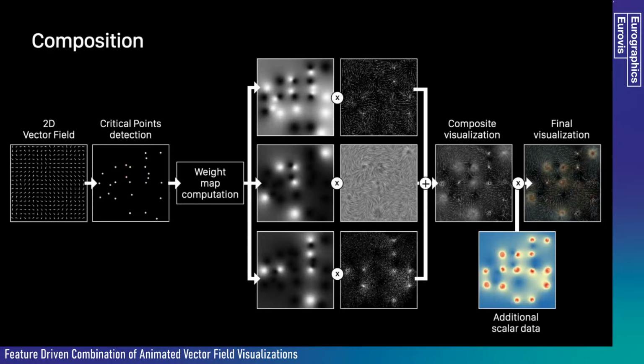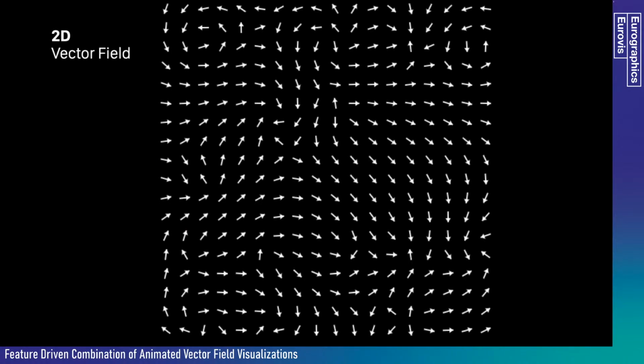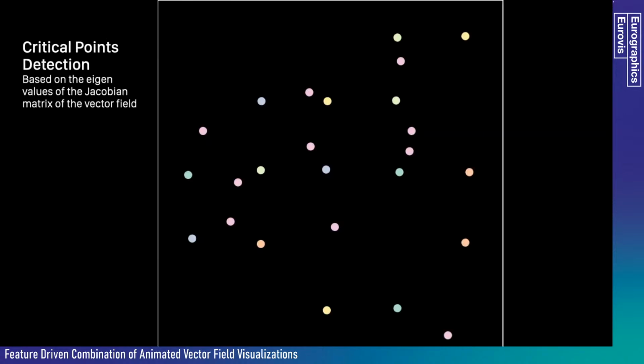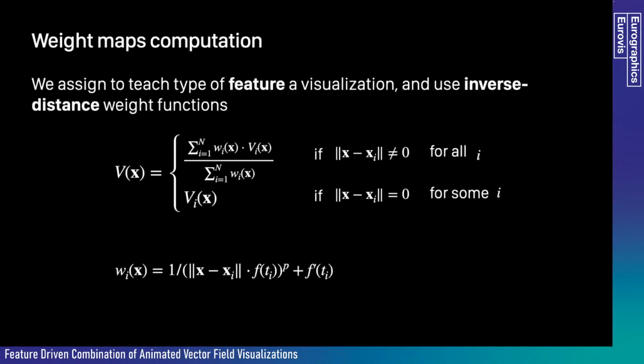Here's the global pipeline of the proposed technique. Having a 2D vector field, we first detect and classify the critical points using the eigenvalues of the Jacobian matrix. Then we assign to each kind of critical point a visualization, and compute a weight map based on inverse distance weights, as shown in this equation. The weights will depend on the distance to the critical points.